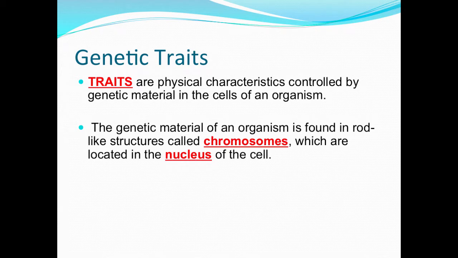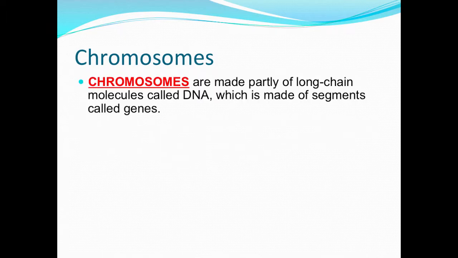The genetic material of organisms is found in these rod-like structures that we call chromosomes, which are located in the nucleus of the cell. So if you want to go back and draw that picture of how the DNA was winding around the nucleosomes all the way into a chromosome, that would be very helpful. So let's go into chromosomes. Chromosomes are made partly of long chain molecules of DNA, which is segmented into genes. So your chromosome is broken down into many genes.